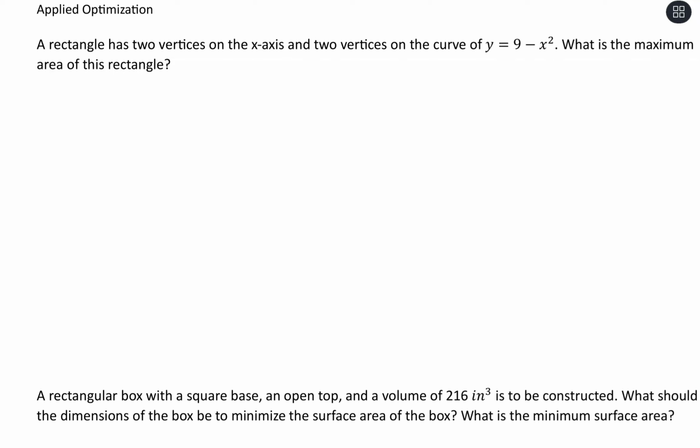This next one is going to use some geometry along with our coordinate system. What we're doing is graphing a rectangle, and we have two vertices on the x-axis and two vertices on this curve, 9 minus x squared. We want to find the maximum area of a rectangle. So let's go ahead and get a picture going.